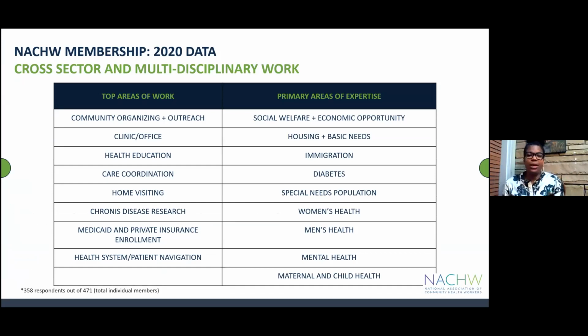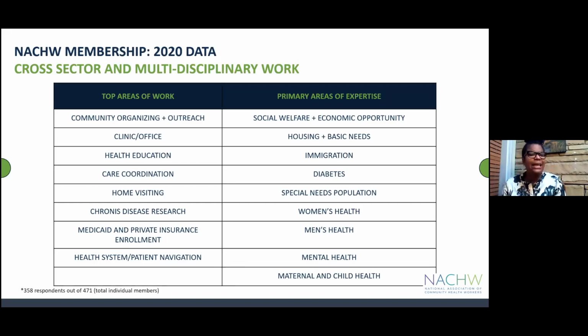It is important that we understand from the thousands of members that we have today, we are working again in a variety of different settings. We are community organizers and outreach workers. We are working in our federally qualified, largely publicly funded health centers and primary care offices. We are providing health education, care coordination, conducting home visiting across urban and rural centers.